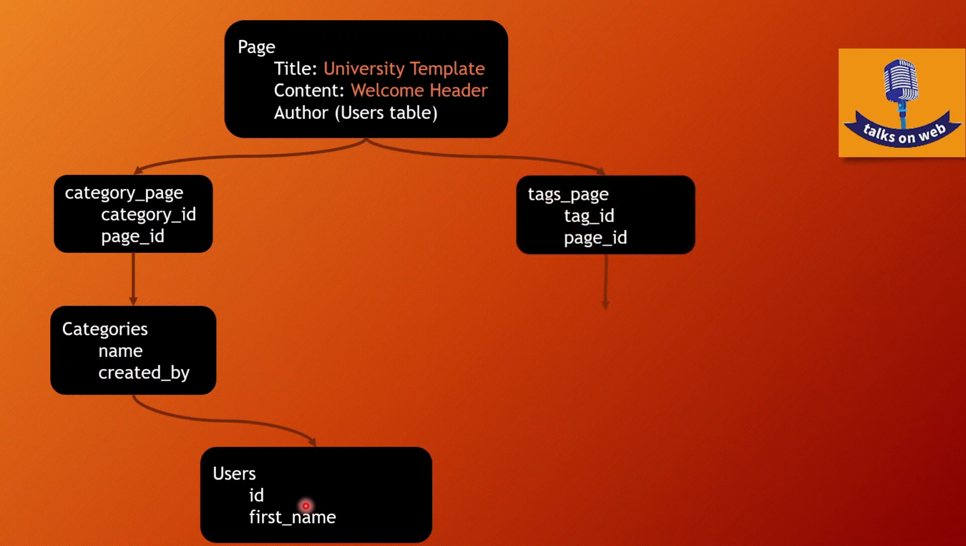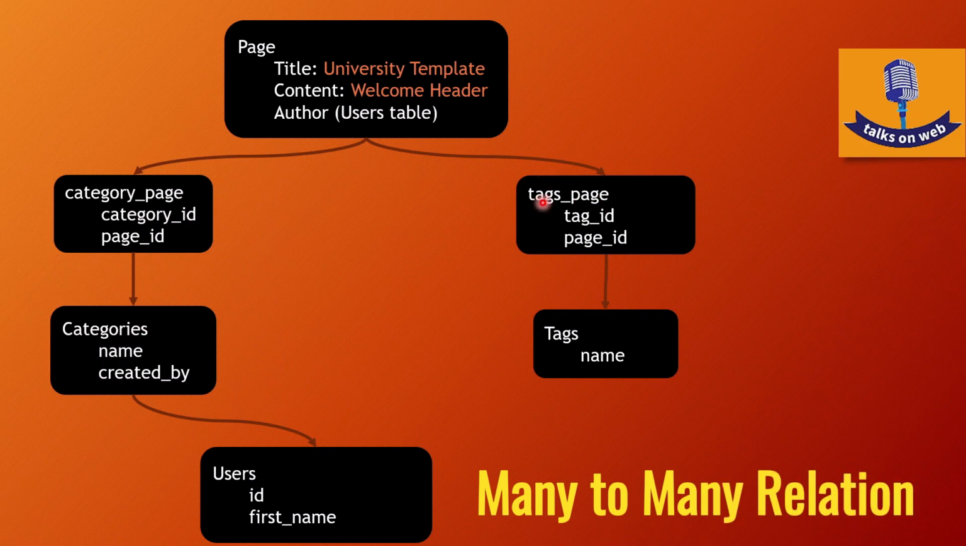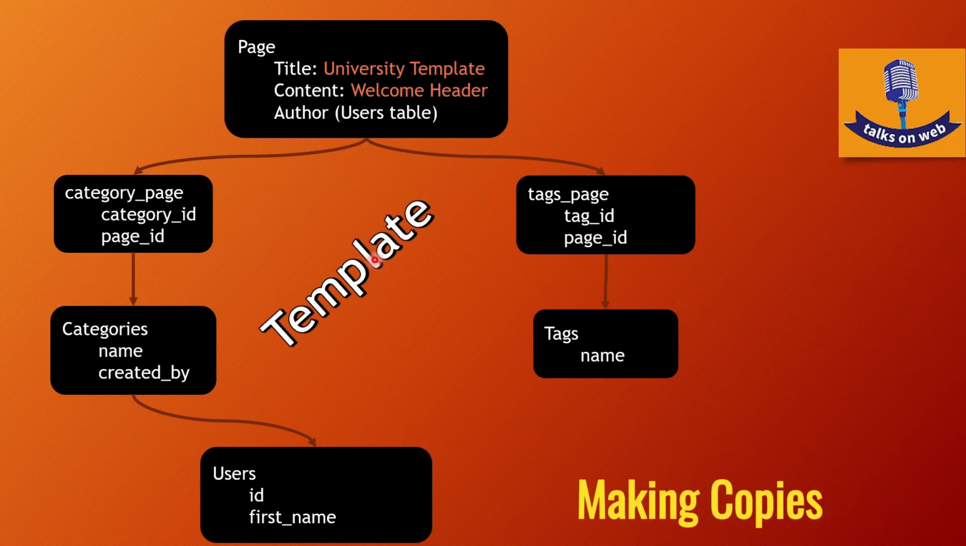Lastly, we have the tags table. Again, a tag can belong to many pages and a page can have many tags. This many-to-many also requires a pivot table, and we're using the same rules for this. This is our template, and we're going to try to create many copies of this. So the question is, if I have a page with many categories, tags, and we know who created it, we want to make a copy of it. How do we do that? That is the prototype design pattern.